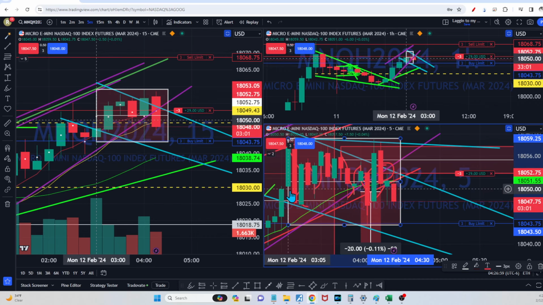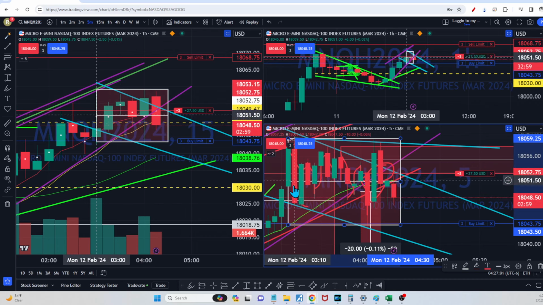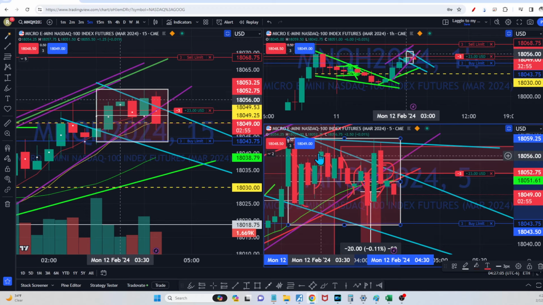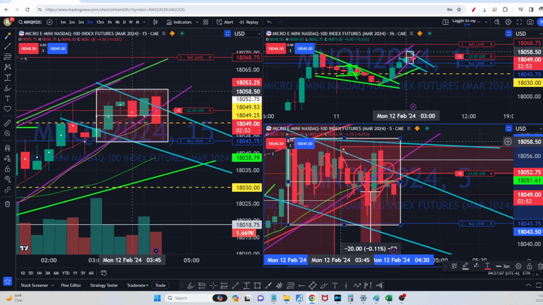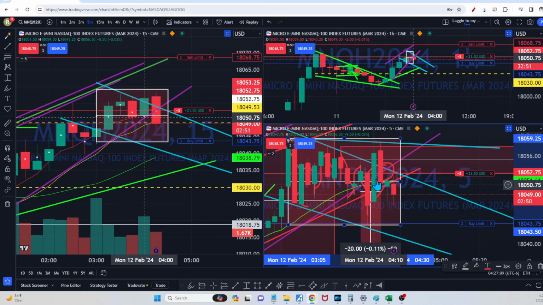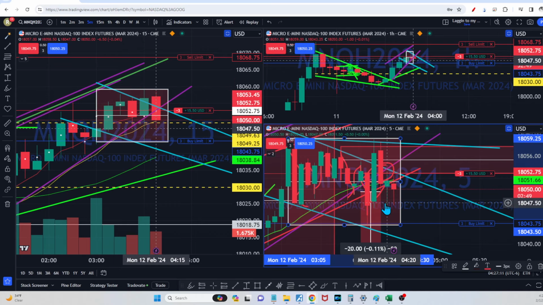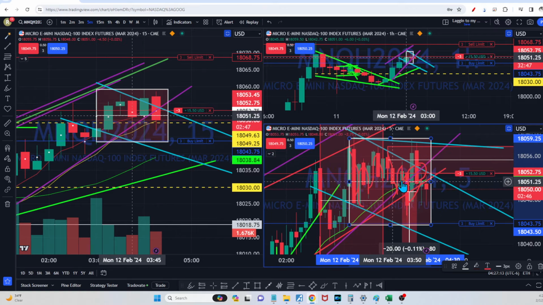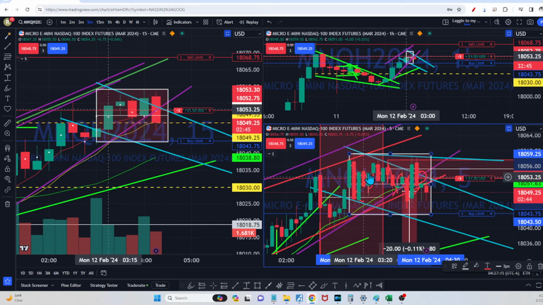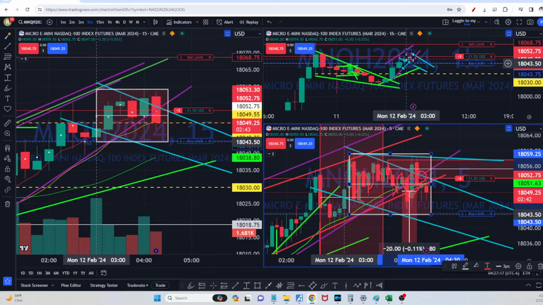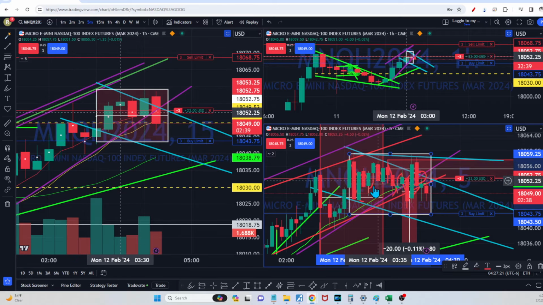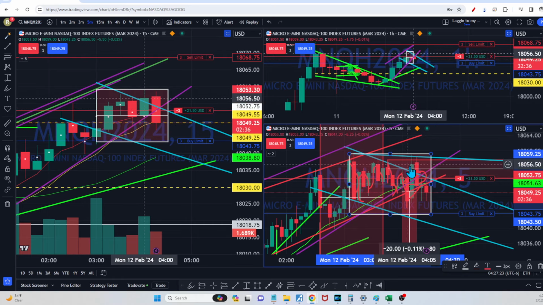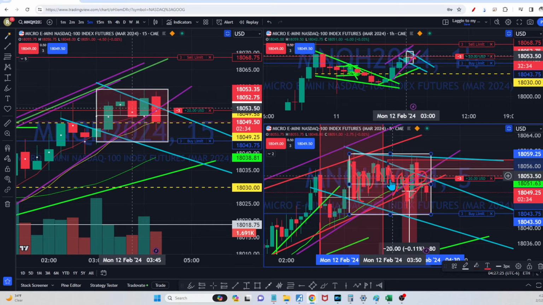It's a three push pattern right here. One, two, three. One, two, three, four. This was a channel. This is a channel. A little rising wedge on the hourly, but it's a rising wedge right here. So you would expect that to break down a high percentage of the time.